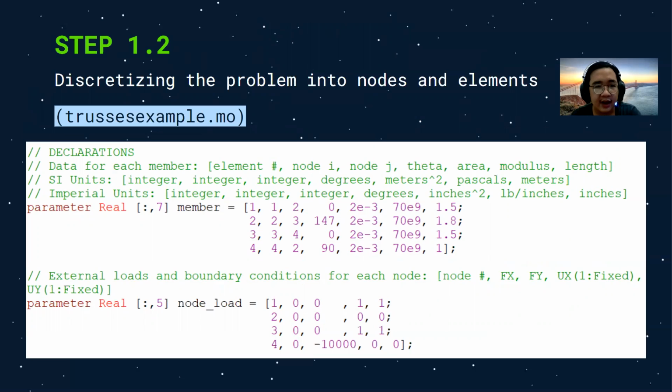This matrix has element, node I, node J, theta, area, modulus, and length. And for the second matrix, we have to input the external load and the boundary condition for each node, like fx, fy, ux, and uy. Like in this picture, I input from the problem to the code like this.